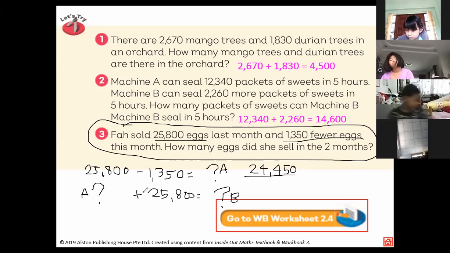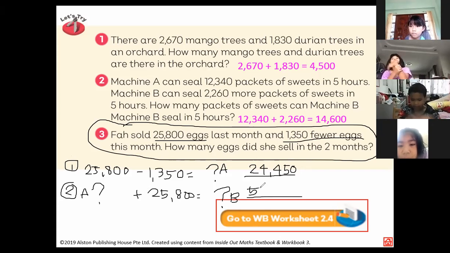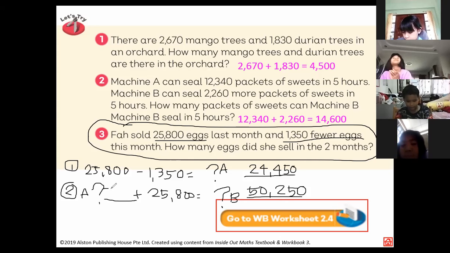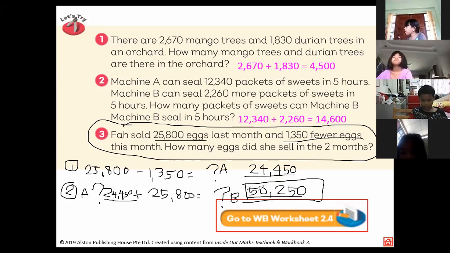And what about here? 50,250. Very good. So that's 50,250 because we added 24,450 plus 25,800. So this is the total eggs that she sold in the last 2 months. Okay, that's 50,250. All right, do you understand, students?